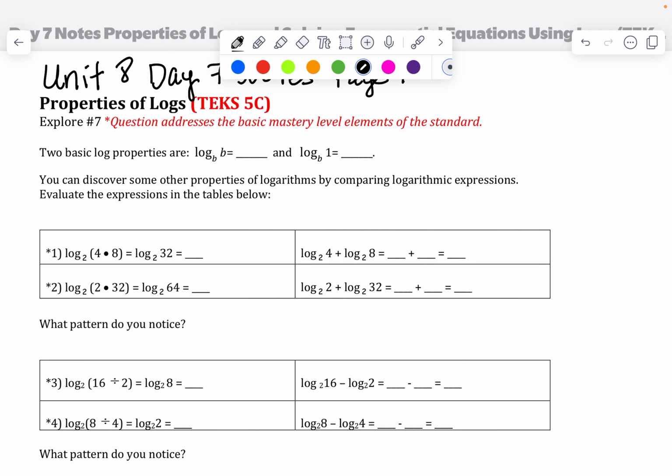Down here, the next pattern: division expands as subtraction.